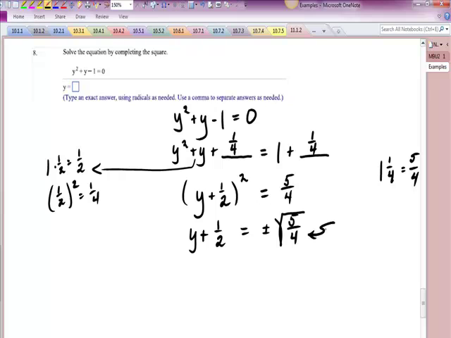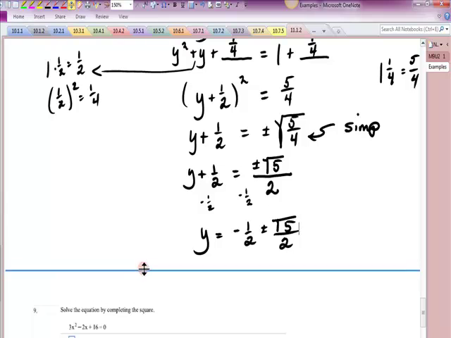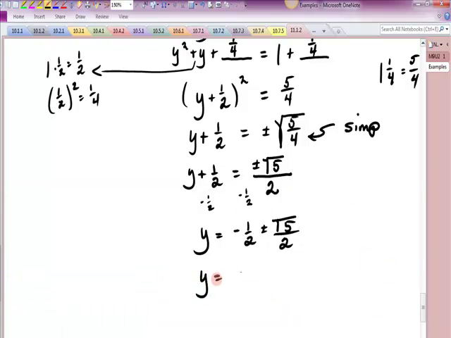Can you simplify? The answer is yes. So I have y plus 1/2 is equal to plus or minus the square root of 5, because I can't simplify that, but the square root of 4 is rational too. Subtract 1/2 from both sides, putting it in front. I have y is equal to negative 1/2 plus or minus the square root of 5 over 2. Join them together as a single fraction because you have a common denominator. Y is equal to negative 1 plus or minus the square root of 5 over 2.